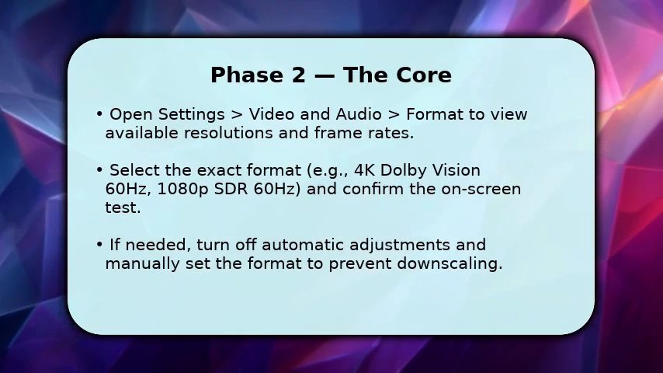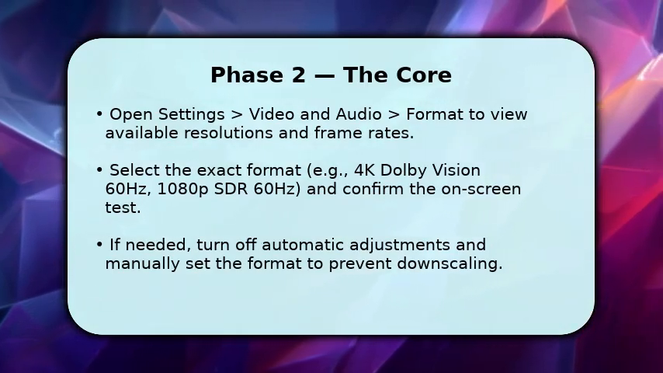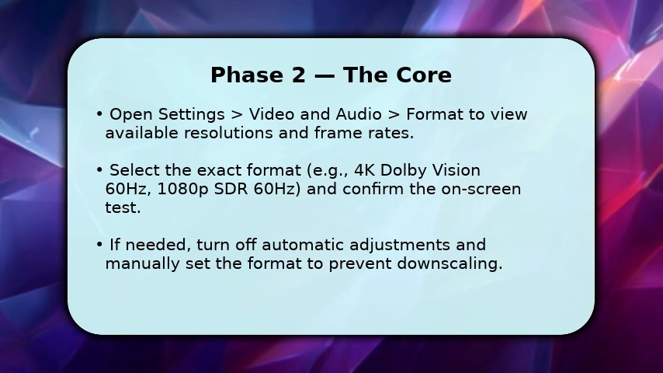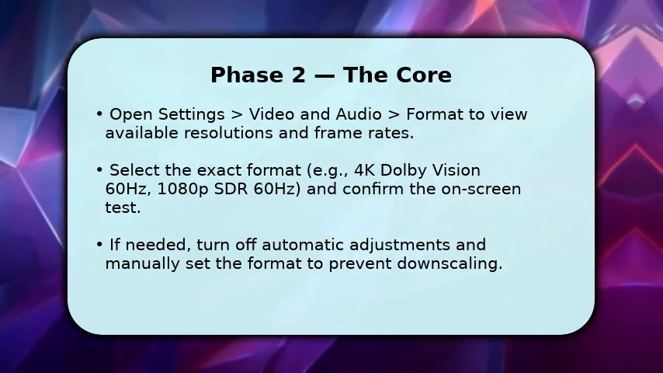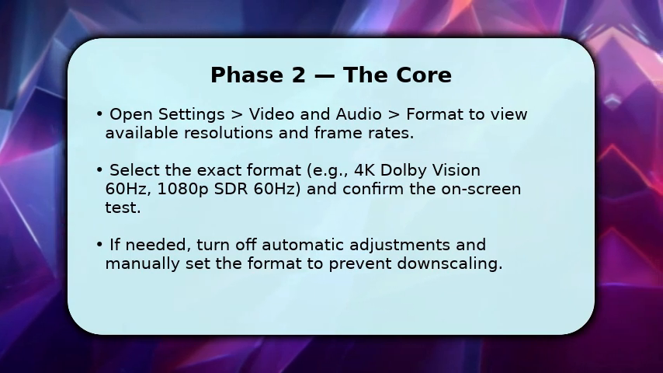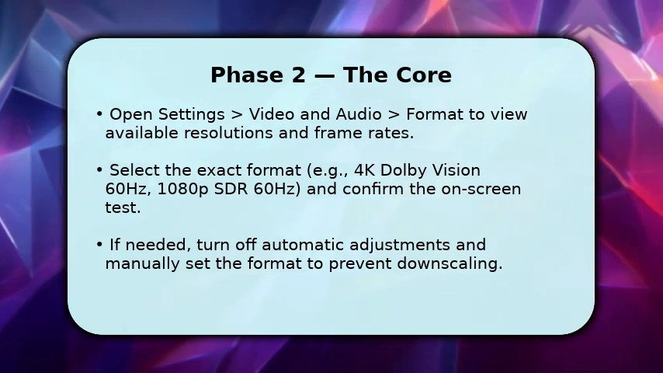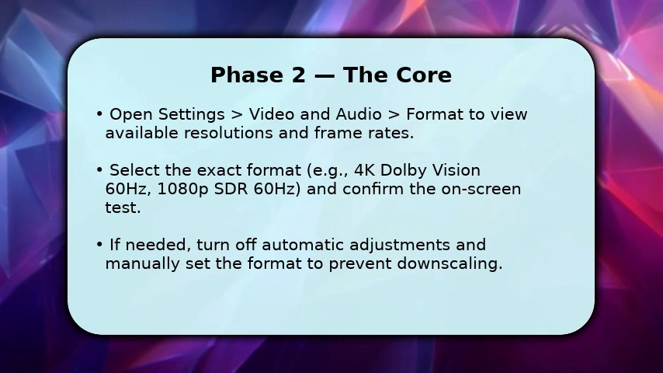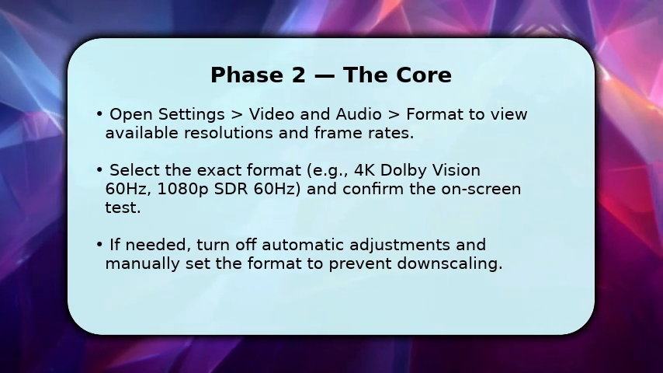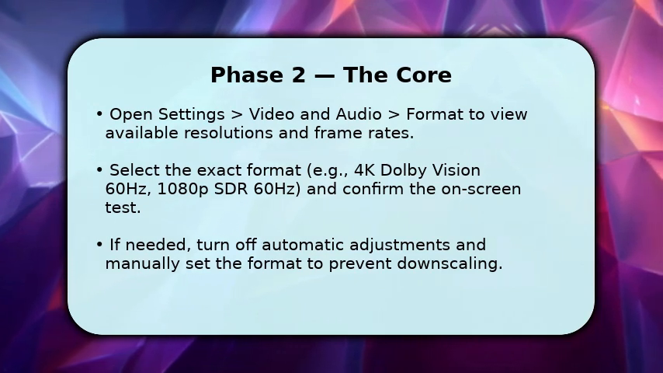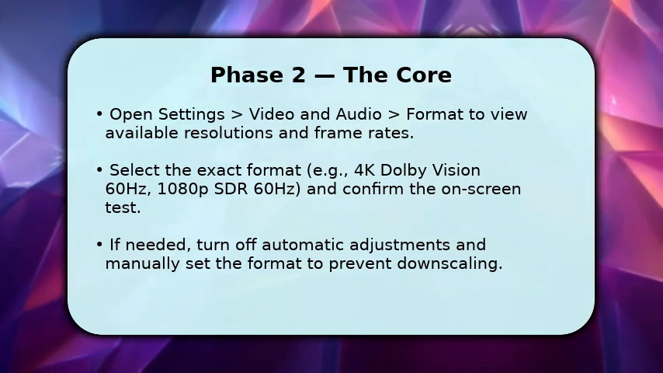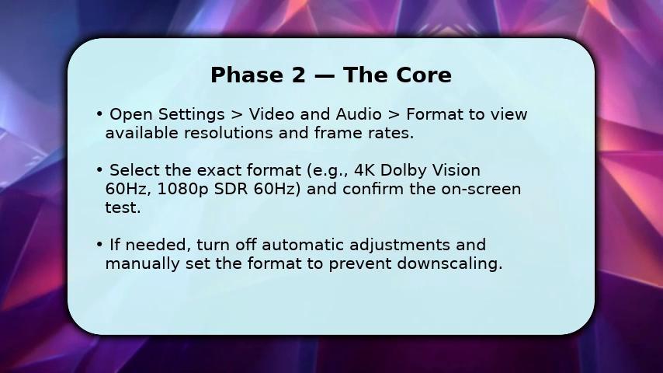Once done, go to Settings, then Video and Audio, and choose Format. Here you pick the exact resolution and frame rate. Select the option that matches your TV capabilities. For instance, 4K Dolby Vision at 60Hz or 1080p SDR at 60Hz, and run the on-screen test to verify color and motion. Make sure to manually select the format if automatic switching causes drops.